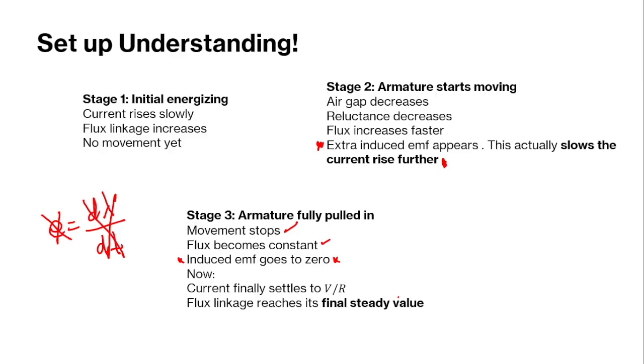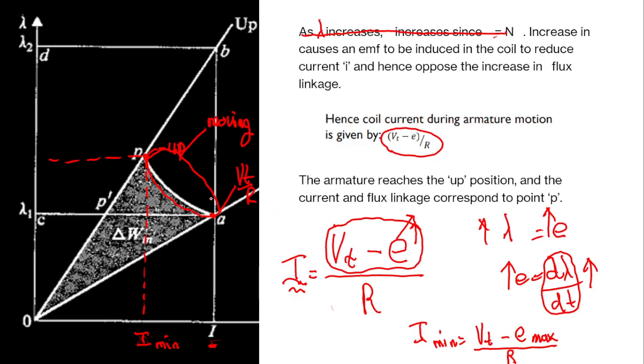Really and truly, when you start to move, the flux linkage will gradually start to increase, and as it increases the induced EMF will increase. But as the induced EMF increases, because of Lenz's law, it will oppose, so it ends up being Vt minus E over R. So when the flux linkage starts to increase, the current will start to decrease. That's actually a safety feature, because you will not want the current to be increasing while the flux linkage is increasing, because your system could overheat.